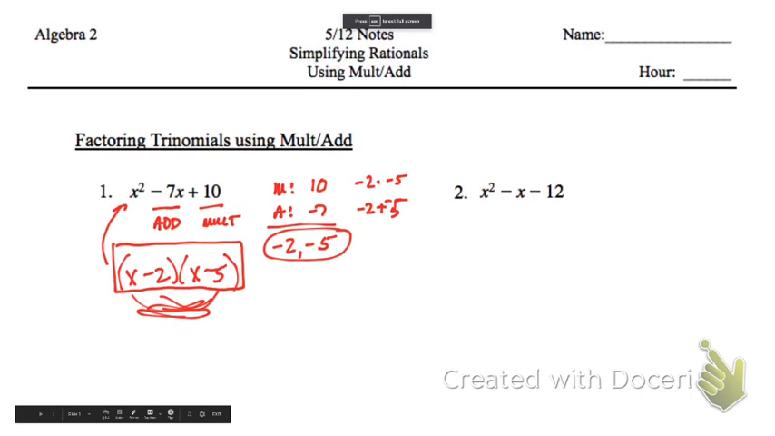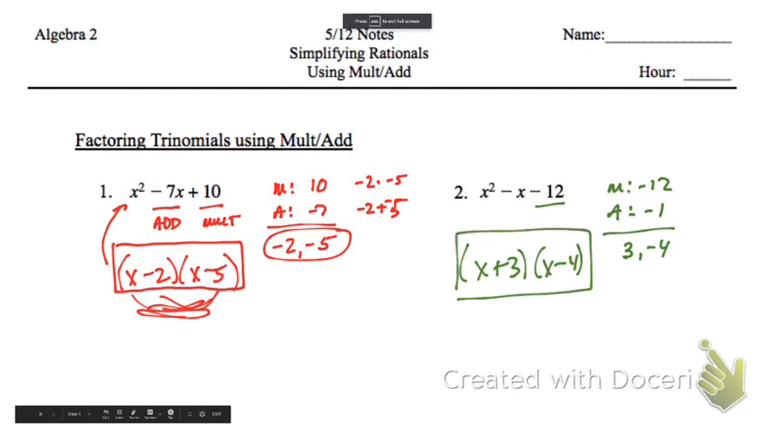If not, maybe this jogs your memory a little bit. So on number 2, you can try it on your own real quick if you want to before I do it. But here I go. So hit pause if you need to. My multiply number is -12 and my add number is -1. What will do that? A +3 and a -4. So we get x plus 3 times x minus 4 for our factorization. Okay, and that's all there is to it.